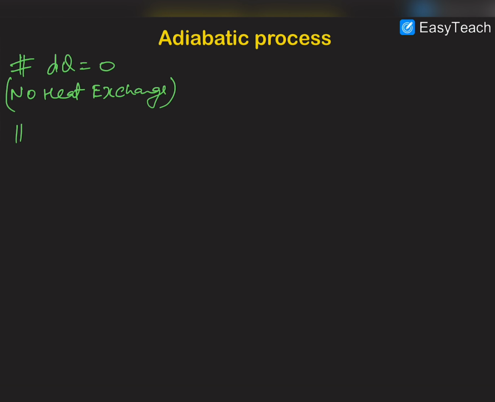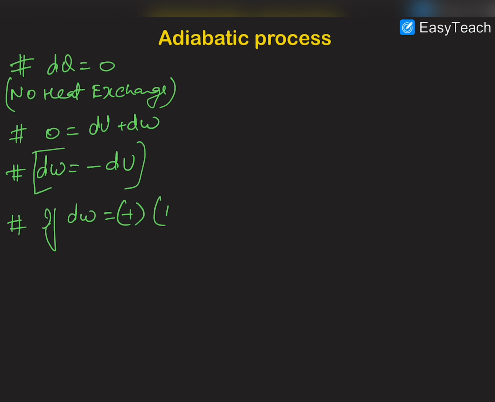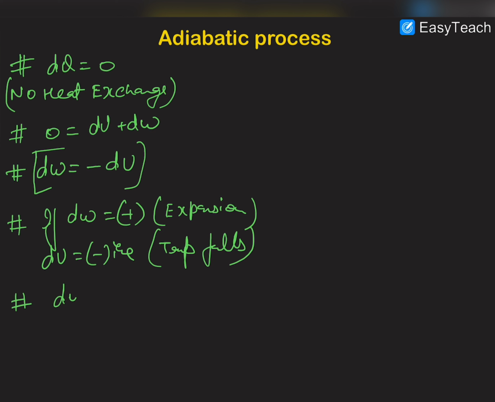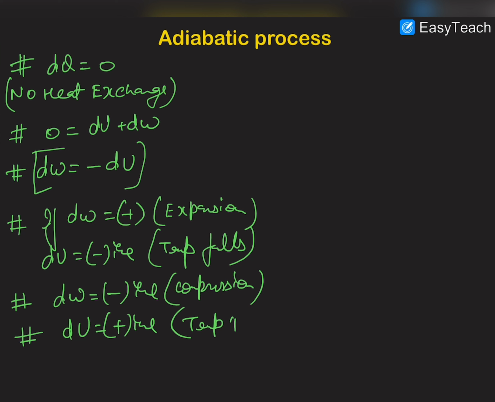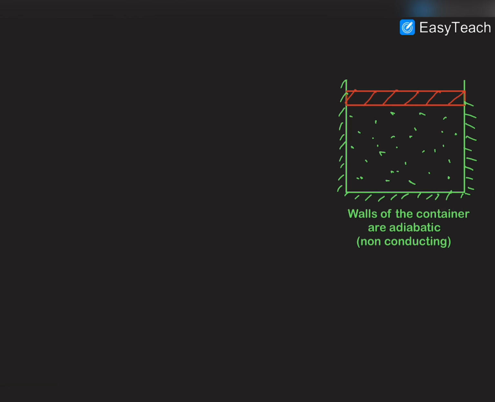Okay, so we can say that if dQ is 0, then 0 will be equal to dU plus dW, and dW will be equal to minus of dU, which means that if dW is positive, which means that in expansion of the gas, dU will be negative, which means temperature falls, and vice versa, which means that if dW is negative, then this is compression, and in this case dU will be positive, temperature increases.